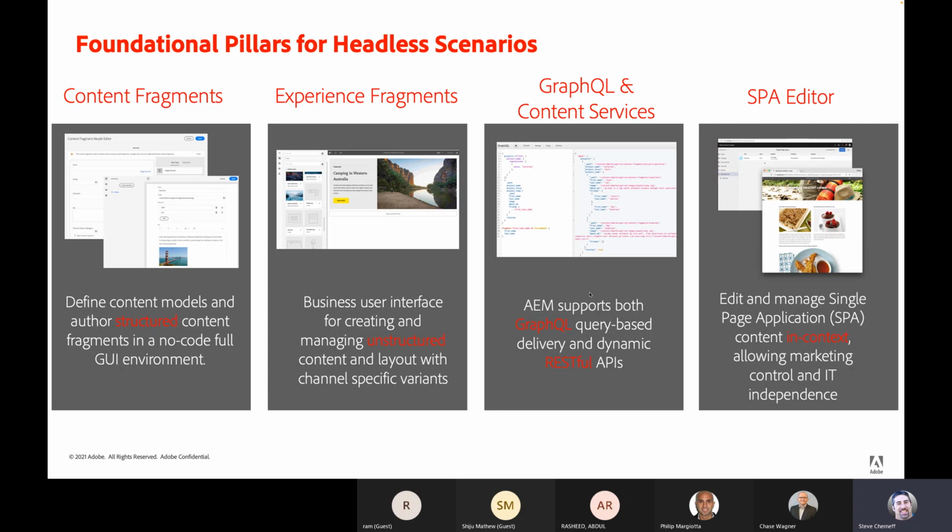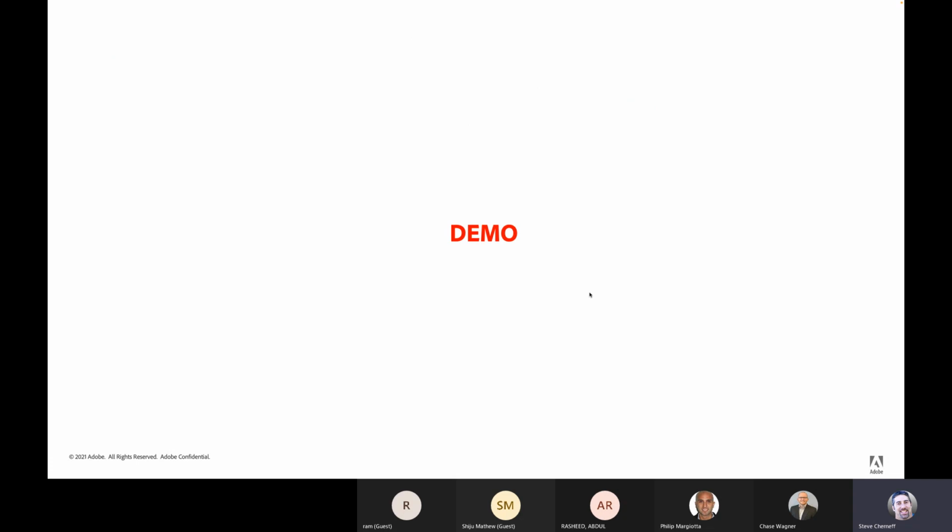Then finally, SPA editor. SPA editor is a way for authors still to get an in-context WYSIWYG authoring experience, but having that content delivered headlessly so that your front-end developers can still have a decoupled approach and access that content headlessly. So that's sort of the main areas that we'll go through today in a demo. And so let's go ahead and dive in.